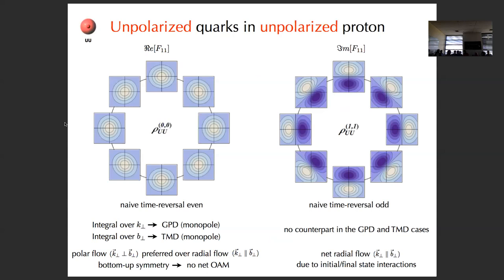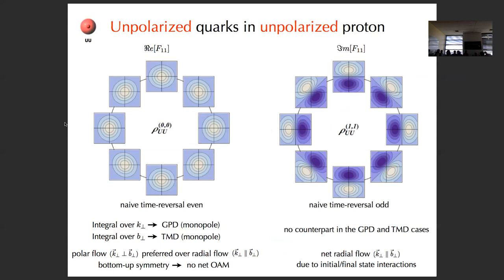In this case, even if you have a monopole in K and in b perp, you see something which is not a monopole, but is elongated in this direction. So in general, it's elongated in the direction which is perpendicular to the b vector. Here is the b vector, here is the b vector, and you see that the distribution in the momentum space is elongated in the direction perpendicular to the b vector.